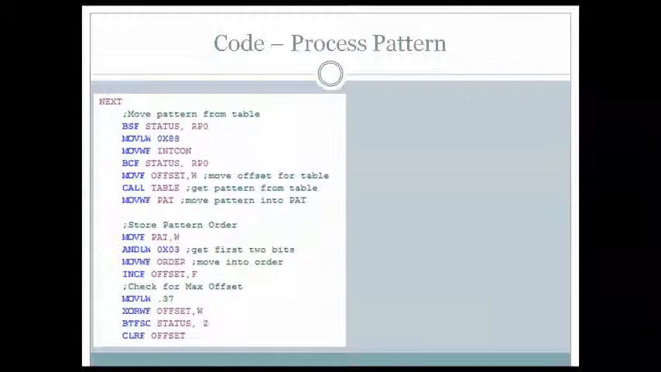Next, the first 2 bits of pattern are masked using an AND operation, and this value is stored in the order register. The value of the order register will later be used to determine how the pattern is displayed. For now, offset is incremented and cycled back to 0 if it has reached 37, to ensure it does not exceed the maximum number of patterns.